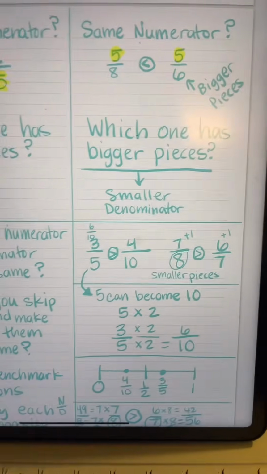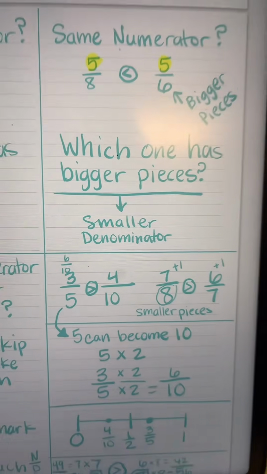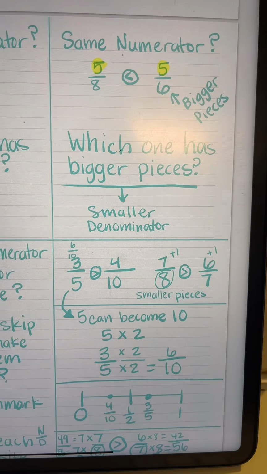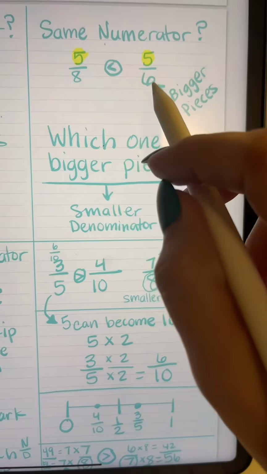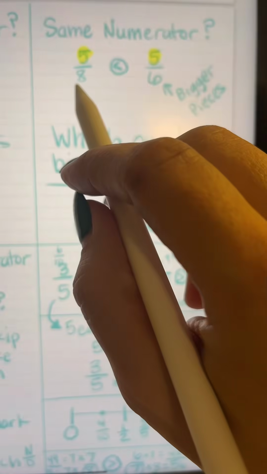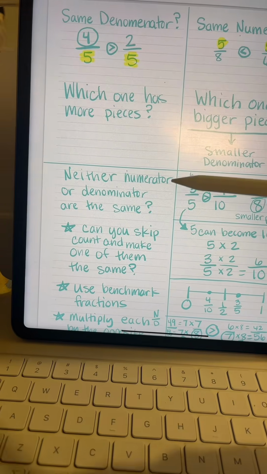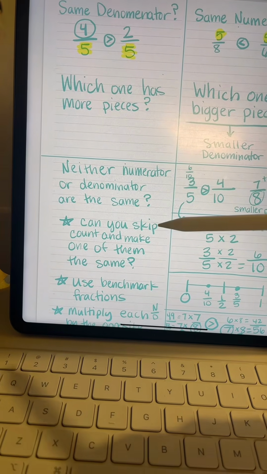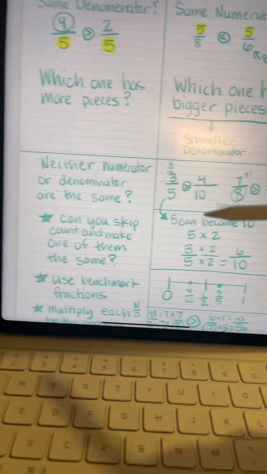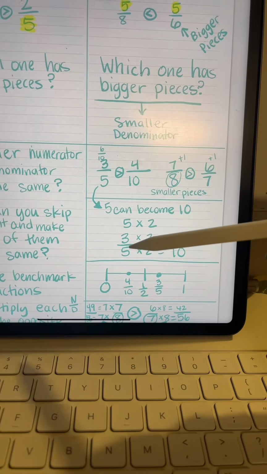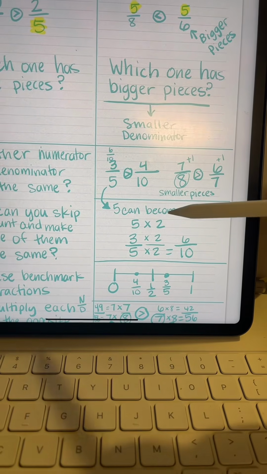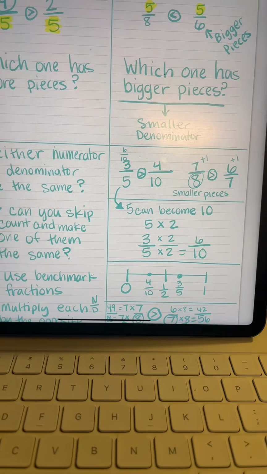Are you going to get more if you have to split with 2 people or if you have to split with 5 people? Are you going to get more if you have to split with 6 people? Are you going to get more if you have to split with 8 people? If neither your numerator or your denominator are the same, can you skip count and make them the same? You can make 3/5 into 6/10 by multiplying the numerator and the denominator by 2.